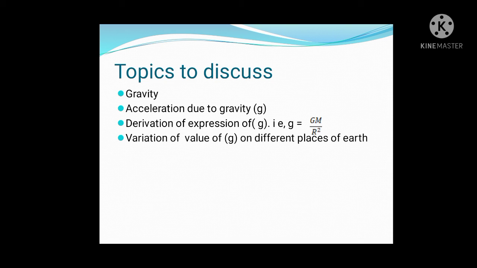So here are some of the topics that we will try to discuss today. The first one is gravity. Second one is acceleration due to gravity. Third one is derivation of expression g, that is g equal to GM upon r square. And similarly, we will also try to study the variation of value of g on different places of earth, and also we'll try to solve some numericals by using the given formula of acceleration due to gravity.